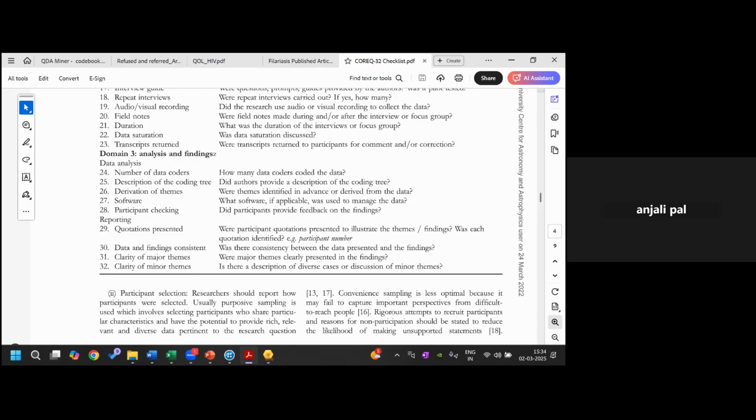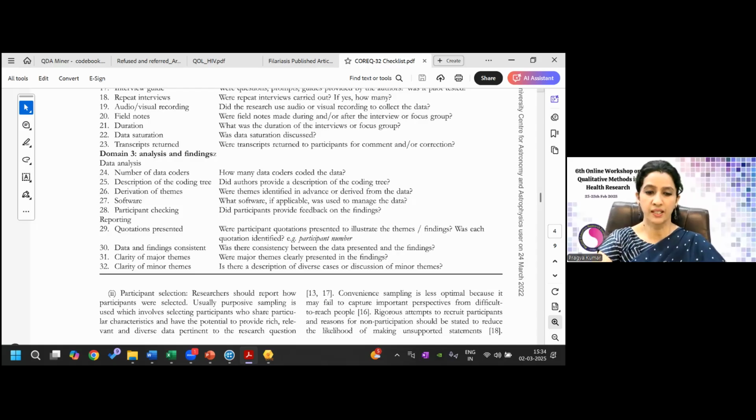Clarity of major themes. Were major themes clearly presented in the findings? Clarity of minor themes. Is there a description of diverse cases or discussion of minor themes? Thank you. Thank you, Dr.